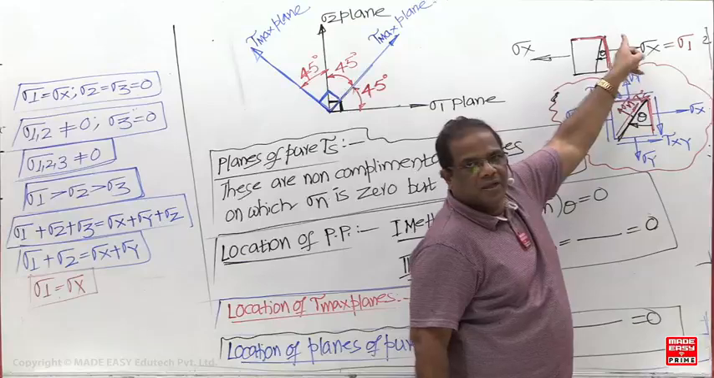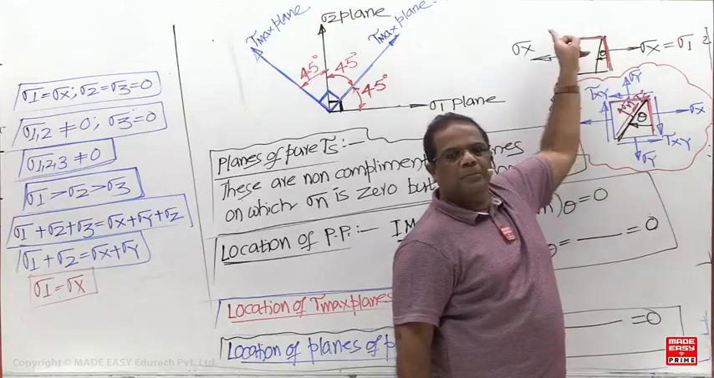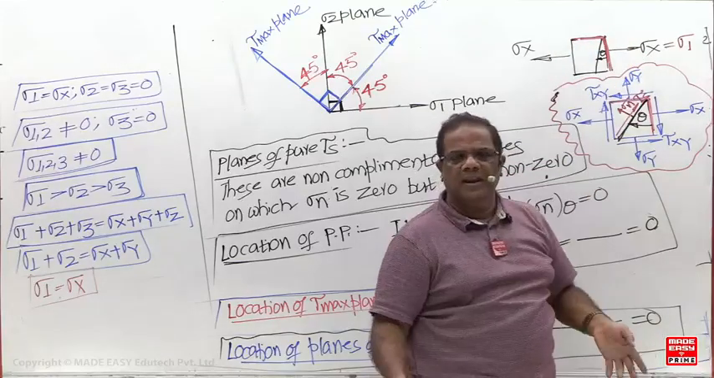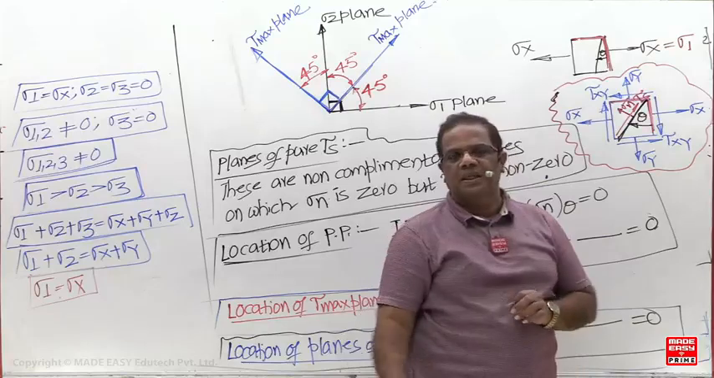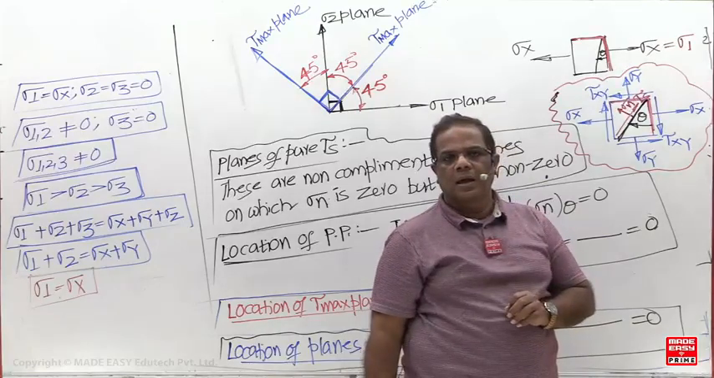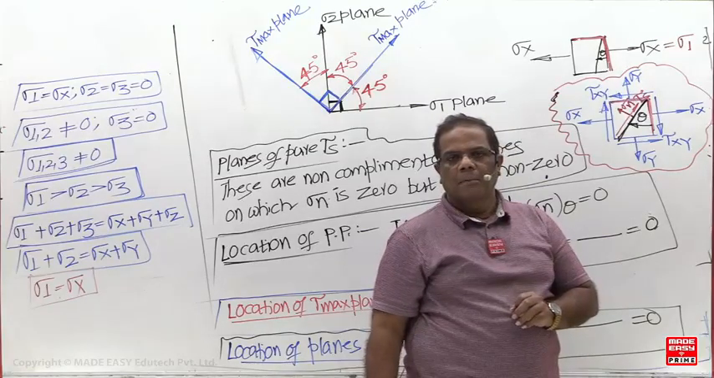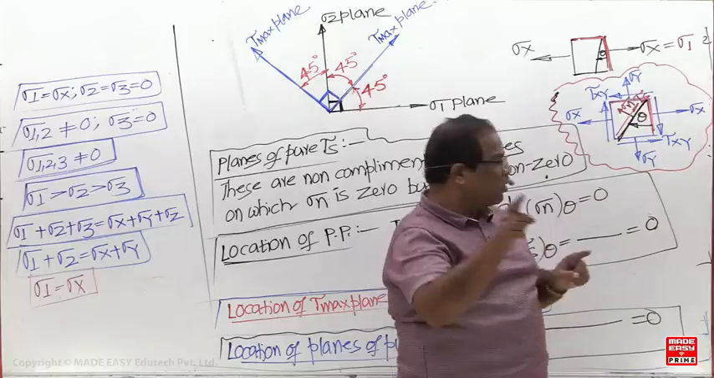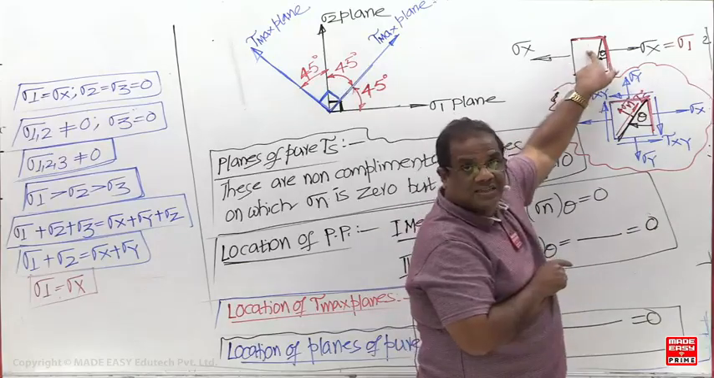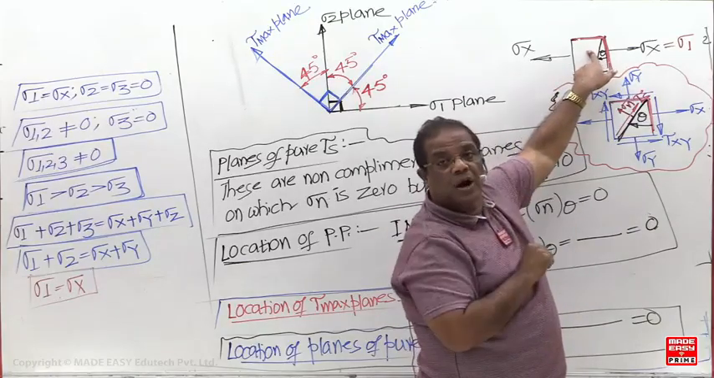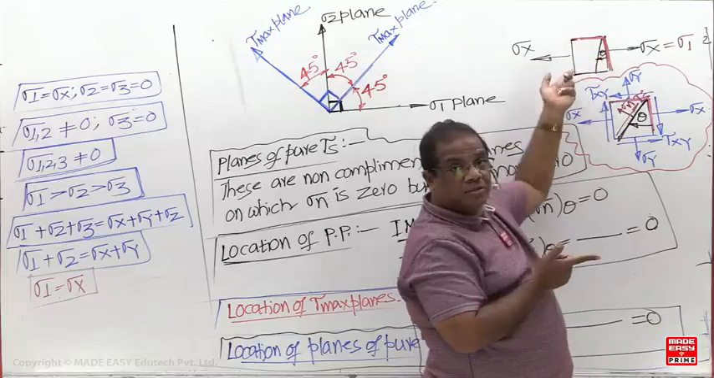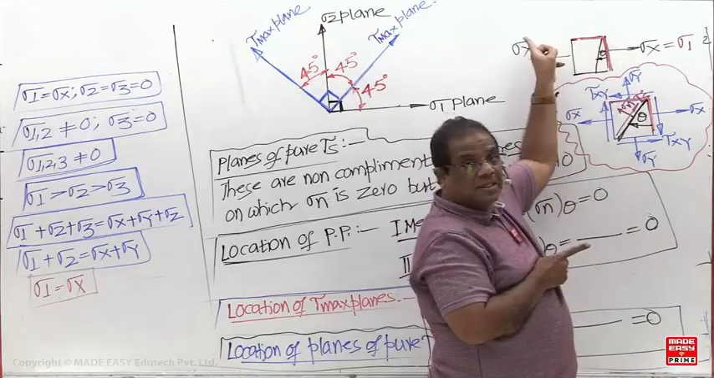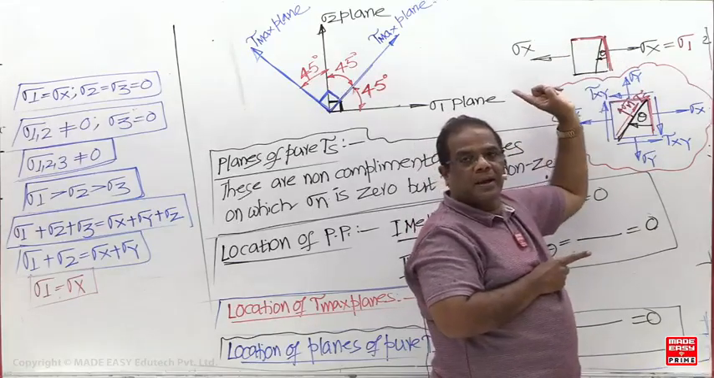This Y face, is it a principal plane or plane of pure shear now? Principal plane. Whenever shear stress is 0, that is a principal plane. But it's not a plane of pure shear. Plane of pure shear means normal stress 0, but shear stress should be non-zero. But here shear stress is also 0. So this plane is a principal plane.